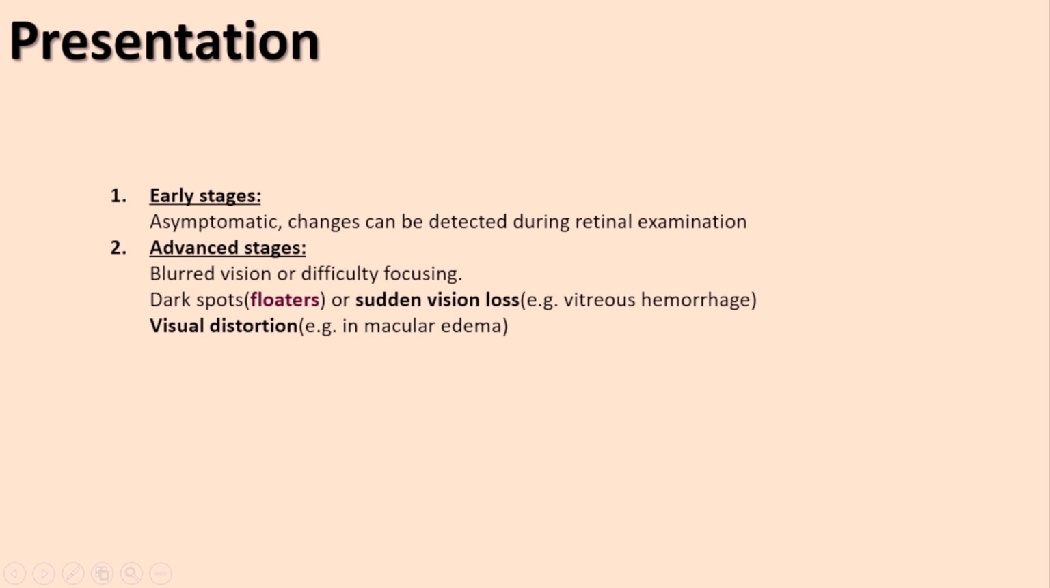The patient may see dark spots in the visual field, or what we call floaters. Sudden vision loss can happen due to vitreous hemorrhage or retinal detachment, and the patient may also have visual distortion, and this is usually due to macular edema.